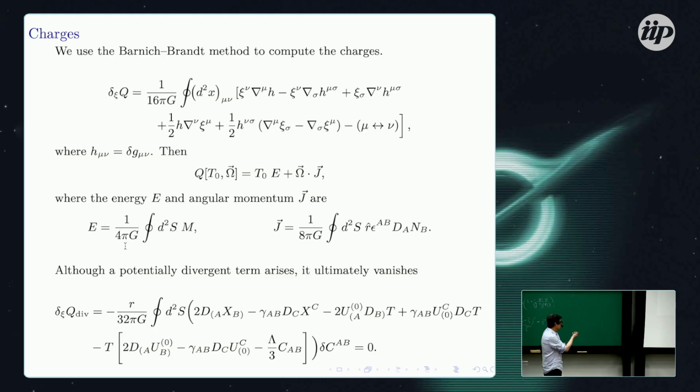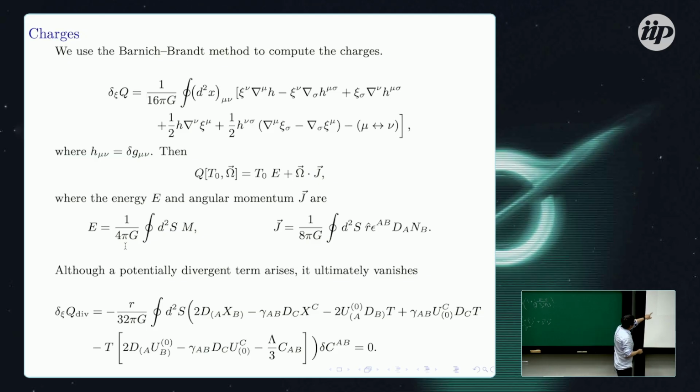Here in the article we use the Barnich-Brandt method, but you can use any method that you want. We also did it in the Hamiltonian formulation and it works the same way. Basically, you find two charges: the energy, being careful that I mean the charge associated with these dilatations at the boundary, and the angular momentum, which is defined by this.